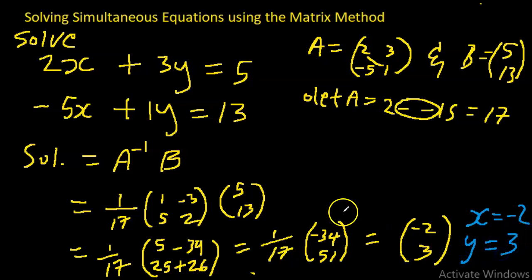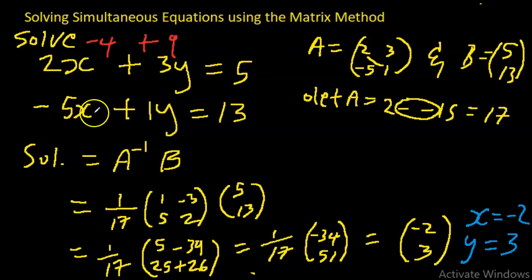And again, you can always test them in this equation here to make sure they make sense. Let's test them quickly. If x is minus 2, then 2 times minus 2, that's minus 4. And if y is 3, then 3 times 3, that's 9. So negative 4 plus 9, that's 5.